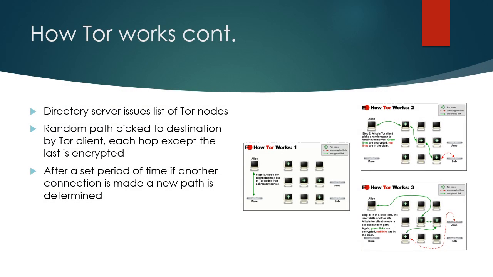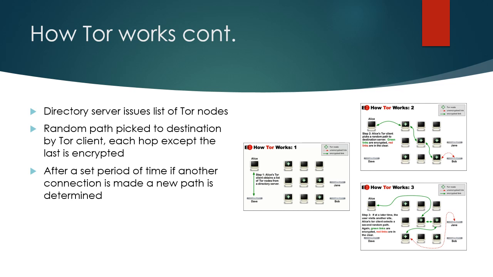The steps of how Tor works are as follows. First, the Tor client on the machine requests a list of Tor nodes from the assigned directory servers. With that list, it can generate a random path to the destination server. The path it selects is all encrypted and shown in red on the graphics, except the last hop from the exit node to the destination.